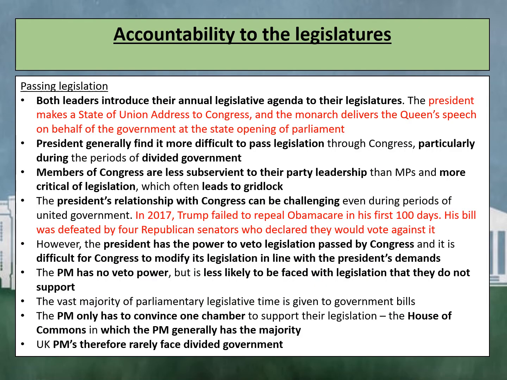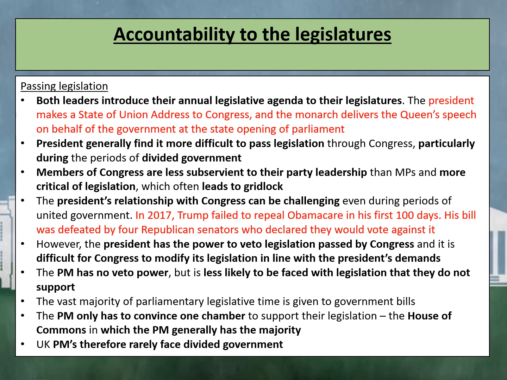We then need to look at accountability to the legislatures. First, we need to look at this in terms of passing legislation. Both leaders introduce their annual legislative agenda to their legislatures. The President makes a State of the Union address to Congress, and the monarch delivers the King's or Queen's speech on behalf of the government at the state opening of Parliament.